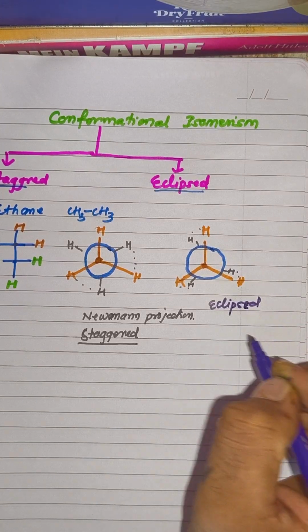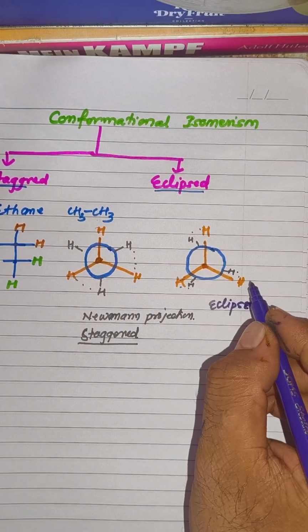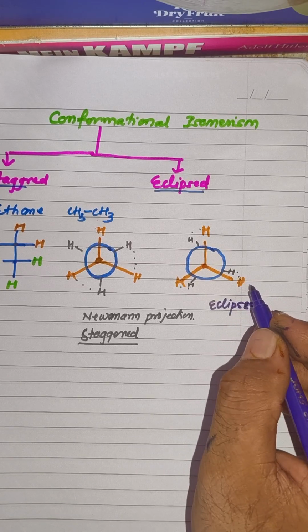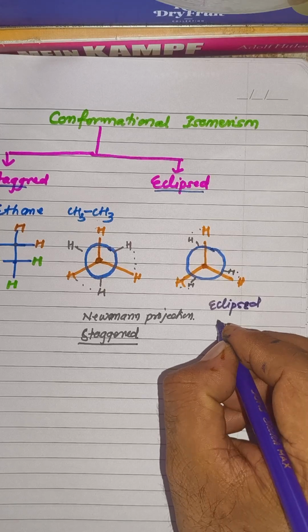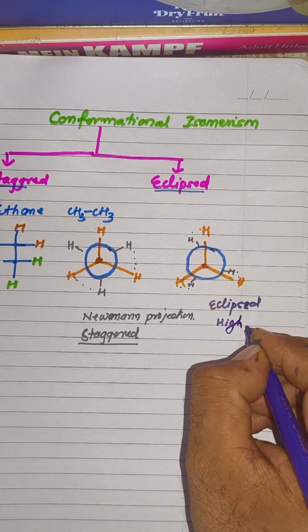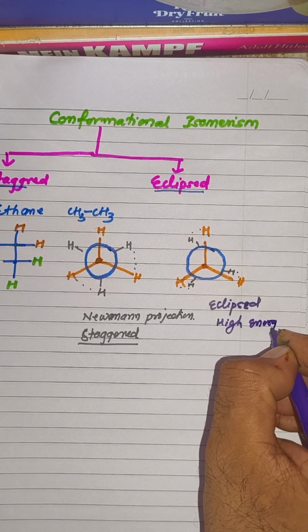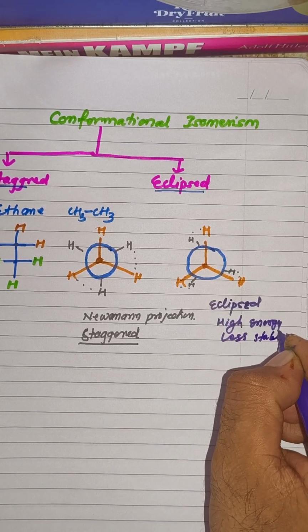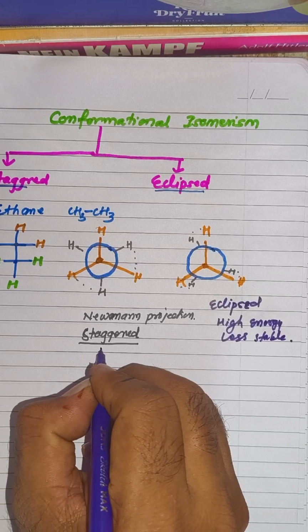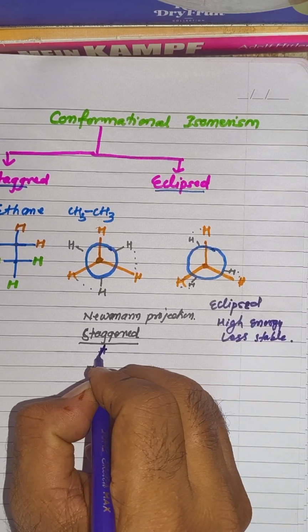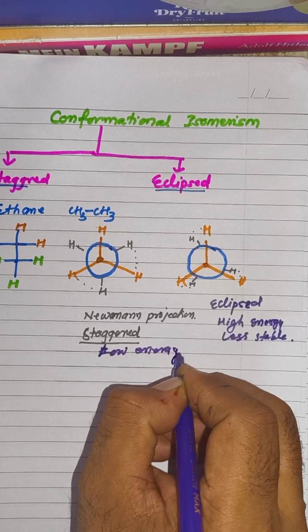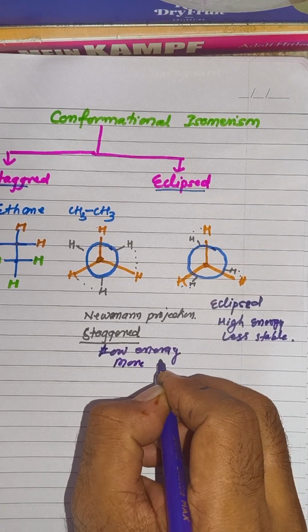Eclipsed means they are approaching each other, they are very close to each other, and they have interaction, and because of this interaction they have high energy and are less stable. Here they have low energy, so more stable.